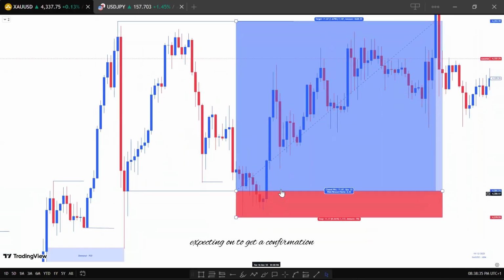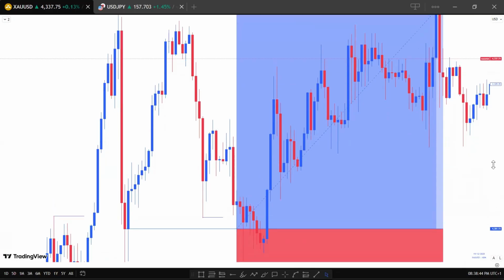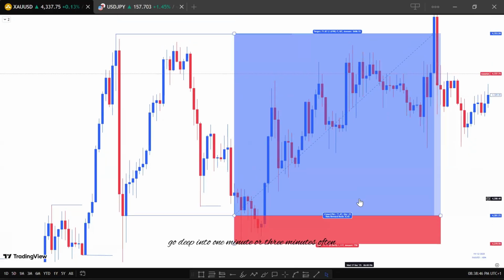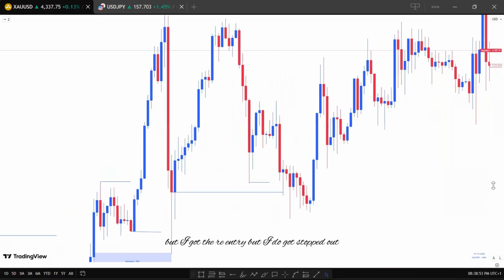but I did not really take this trade because I was expecting to get a confirmation, which price actually did print, but it was on the 3 minute and the 1 minute, and I don't really go deep into 1 minute or 3 minute often. So I really did not carry this main move on XAU here. But I got a re-entry, but I got stopped out.